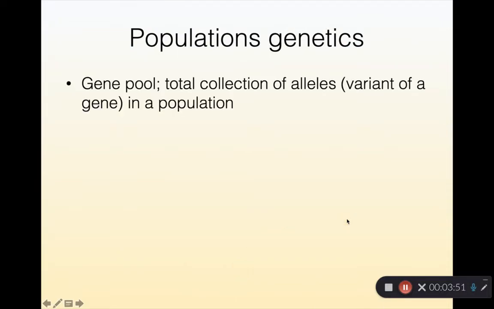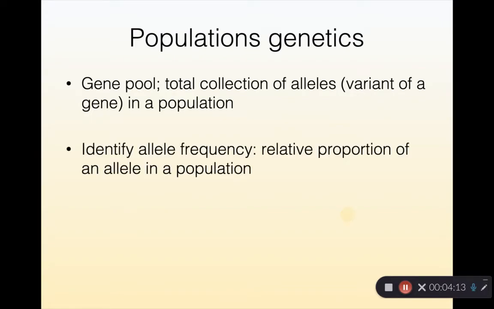So with population genetics, we have to, again, look at our first big tool that we use to understand populations, and that is the gene pool. Ultimately, a gene pool is the total collection of alleles, which is basically a variant of a gene that creates a trait that we're going to start looking at within a population. And within our gene pool, we want to identify the allele frequency, or the relative proportion of alleles in a population. So we're looking at the relative proportion of genetic makeup within a population.